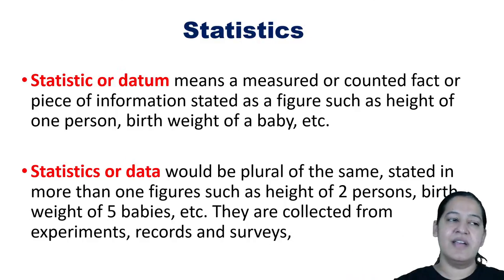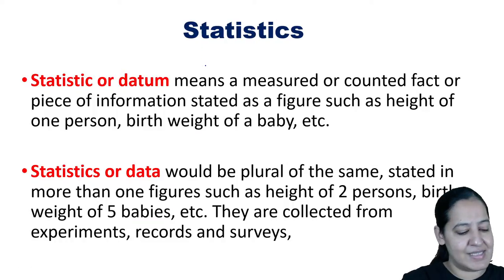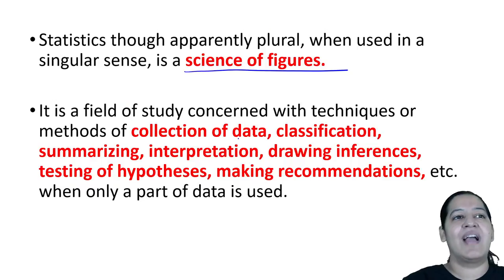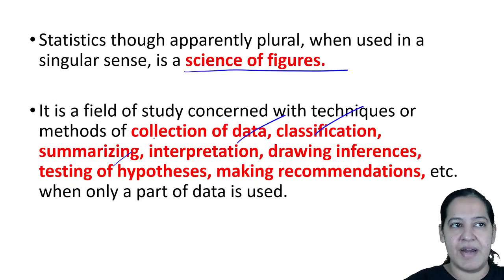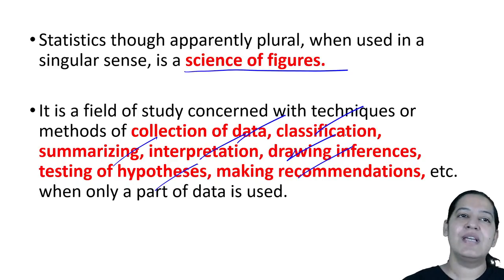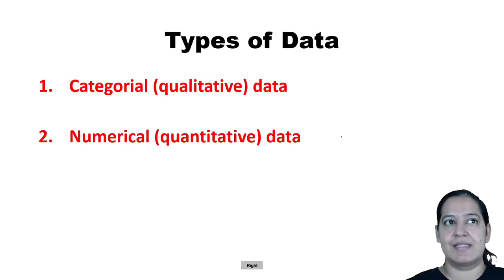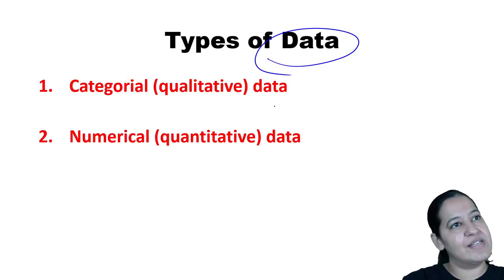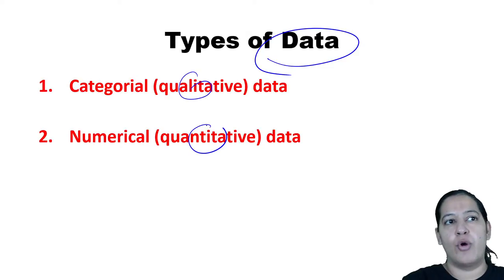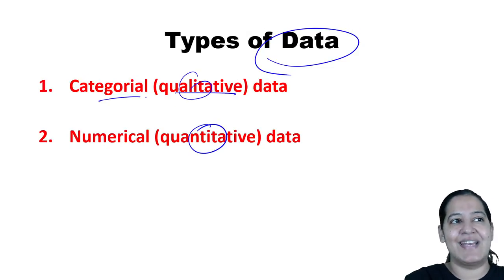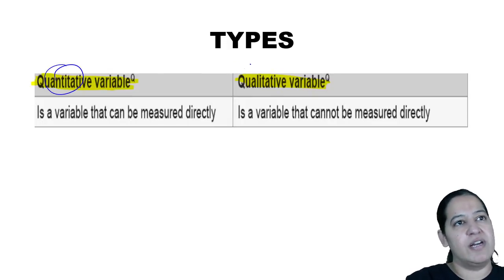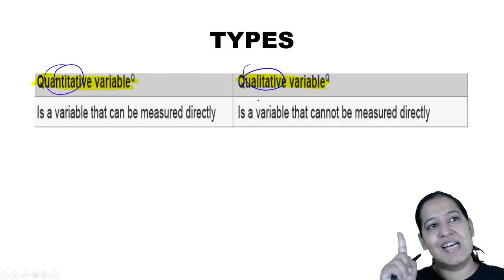We started statistics 2 days back. In biostatistics, we learned it is a science of figures in which we collect data, classify data, summarize it, interpret it, draw inferences, test the hypothesis, and make recommendations. So these are the uses of biostatistics. We have studied 3 classifications of data. The first classification is qualitative and quantitative data. Qualitative is also known as categorical data, and quantitative is also known as numerical data. This is the first classification of data.